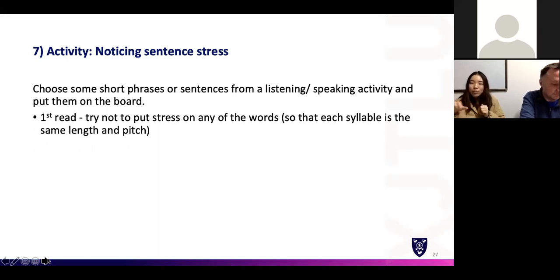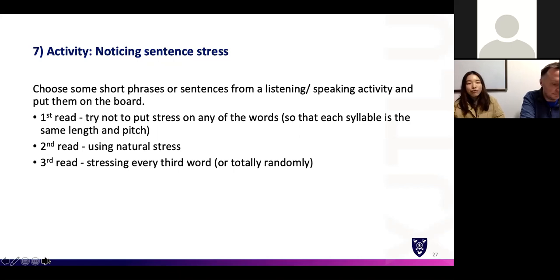So each syllable in this sentence receives the same length and pitch and stress, okay? And the second time when you read the sentence, you try to use natural stress, okay? Try to sound natural. And the third time when you read it, you can stress every third word in this sentence, or you can totally do it randomly, like stress any of the words in the sentence randomly.